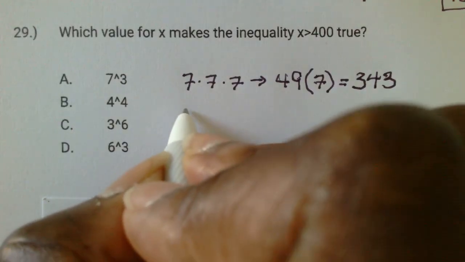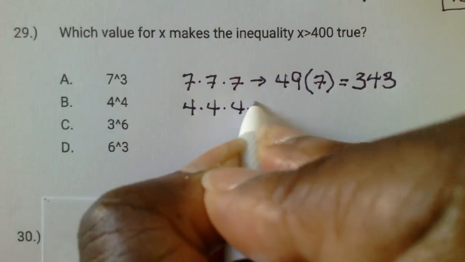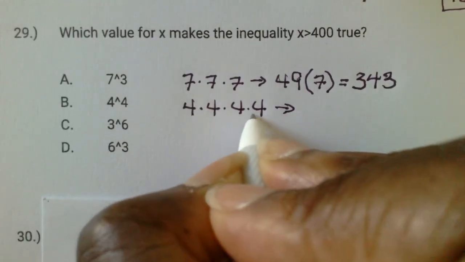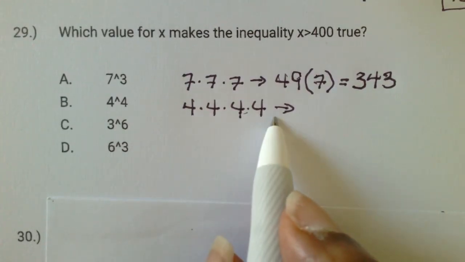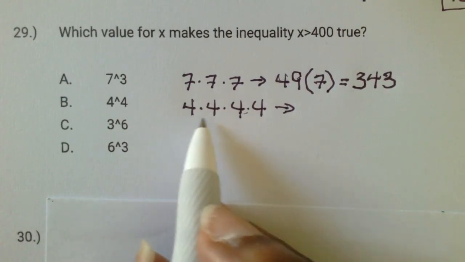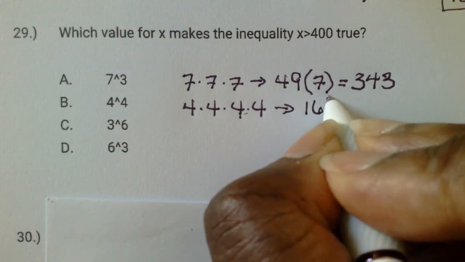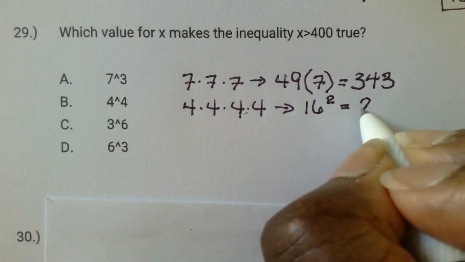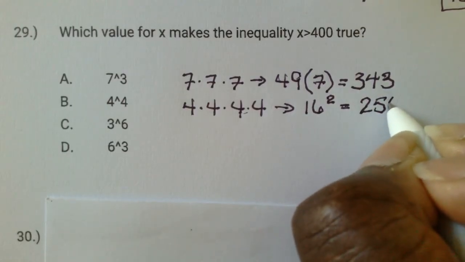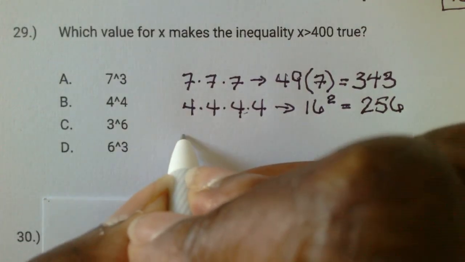Okay? 4 to the 4th power, extended out, gives us 4 times 4 times 4 times 4. And I know that 4 times 4 gives me 16, so we're looking at 16 squared. So 16 times 16 gives me 256. Okay, Austin is saying C, thank you.